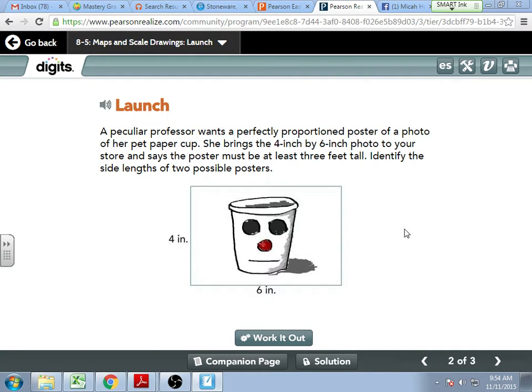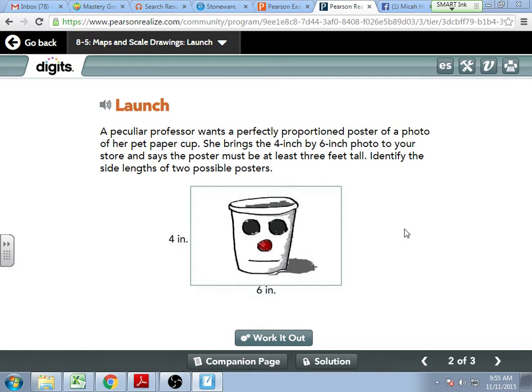8-6, the last lesson. All right, so you have a peculiar professor. Peculiar, kind of weird, kind of different. We're all pretty peculiar here. Professor's perfectly proportional poster. Exactly. Your peculiar professor, perfectly proportional poster of a photo of her pet paper cup. Say that 20 times fast. So, this is the picture. This is the photo. Most photos, if you print them, you guys have no idea about printed photos, are 4 inches by 6 inches.